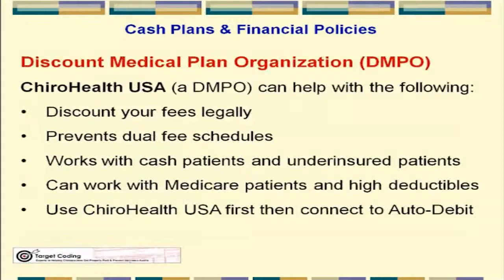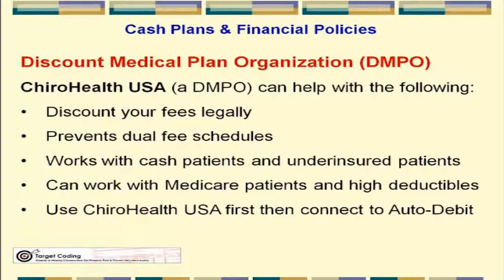Next, let's say you want to charge your personal injury and regular insurance patients $150 per visit. Don't use that fee, but let's say you want to charge $150 for your personal injury patients. And now you have a cash patient come in. You want to do the same thing and only charge $30. You can do that if you join a discount medical plan organization. The one I like best is Cairo Health USA. Cairo Health USA, contact them. Let them know you are interested in doing this.